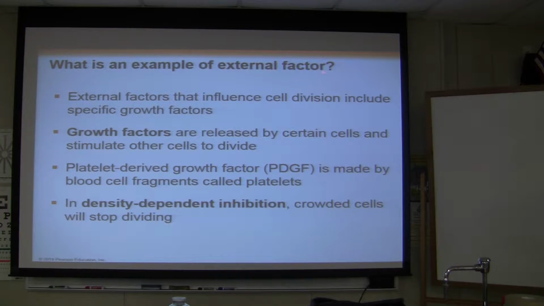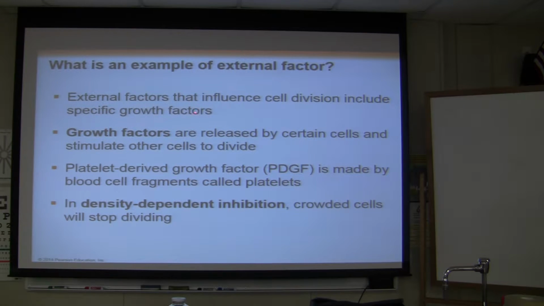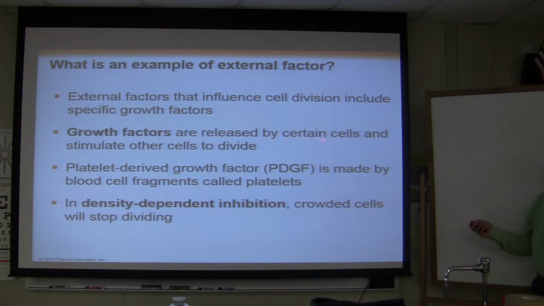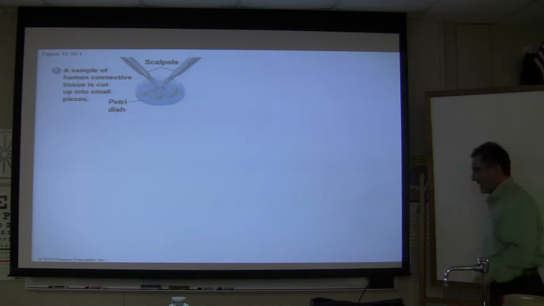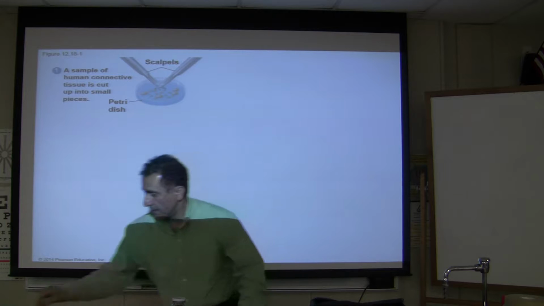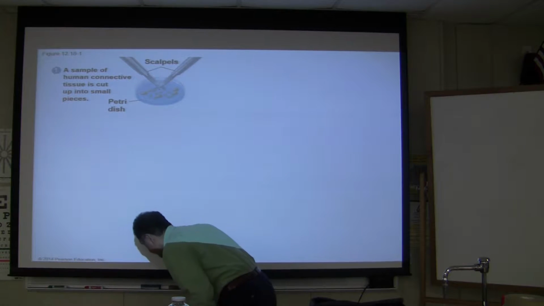What is an example of external factors? External factors that influence cell division include specific growth factors. Growth factors are released by certain cells and stimulate other cells to divide. PDGF is made by blood cell fragments called platelets. In density-dependent inhibition, crowded cells will stop dividing. I have to talk about that right here, and the next few PowerPoints will explain this a little bit.